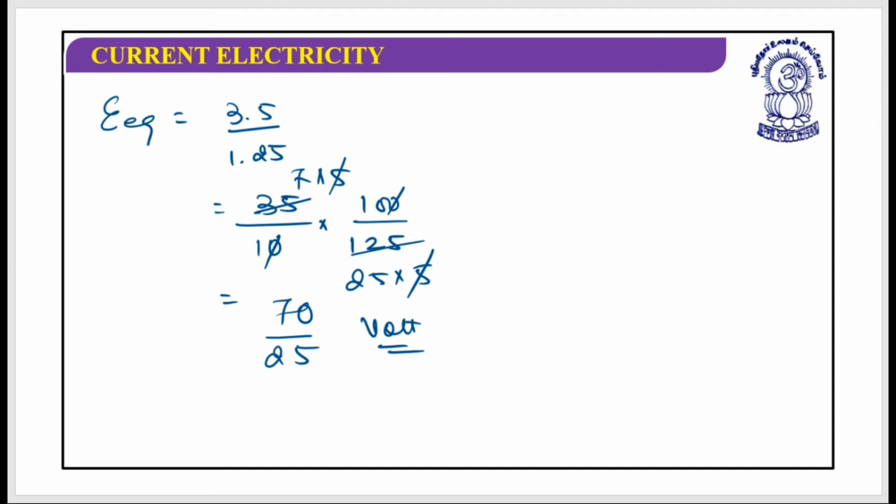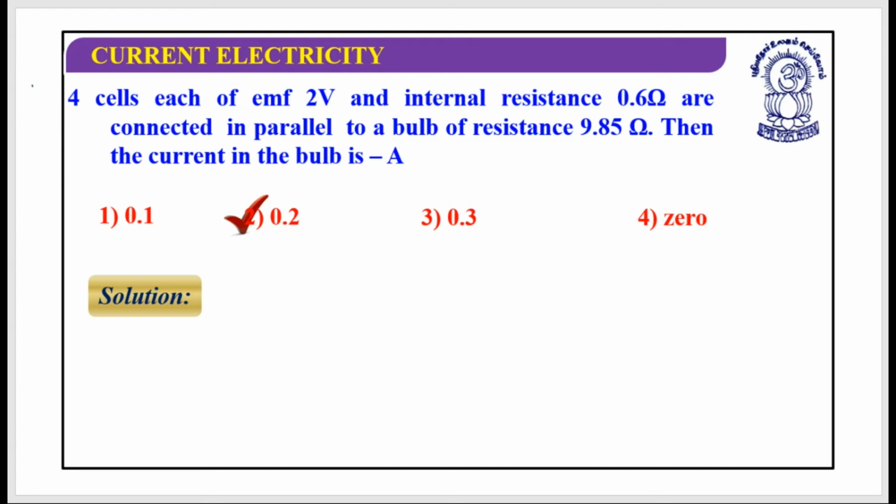Yes, ready for the next question? Ready? Yes, our target would be less than 50 seconds. Let's have a look. What is the question? It's 4 cells, each of EMF 2 volt and internal resistance of 0.6 ohm, connected in parallel to a bulb of resistance 9.85 ohm. Then the current in the bulb.